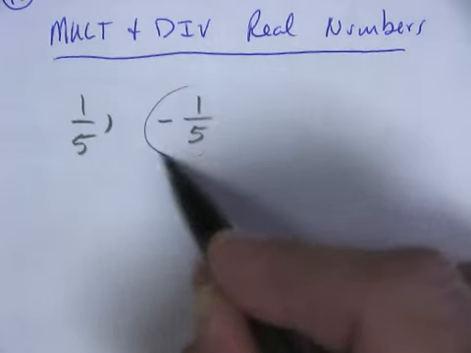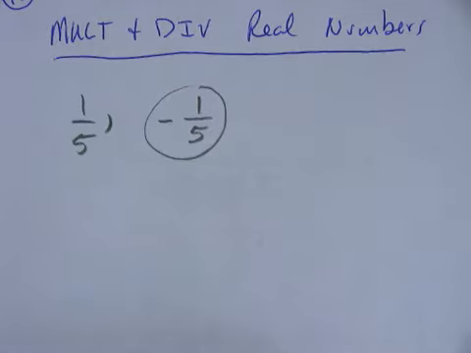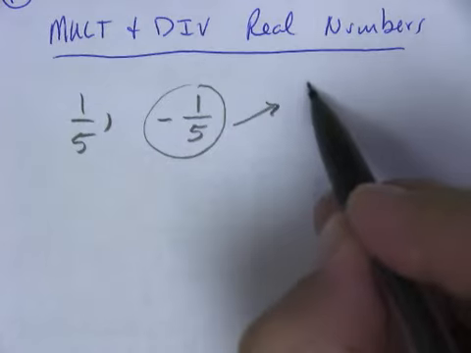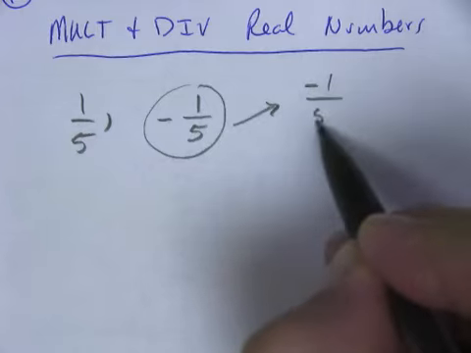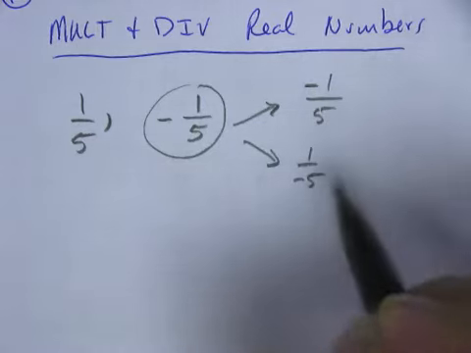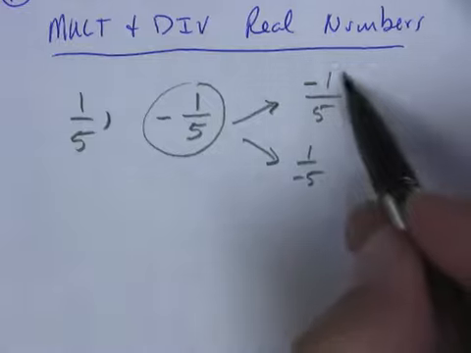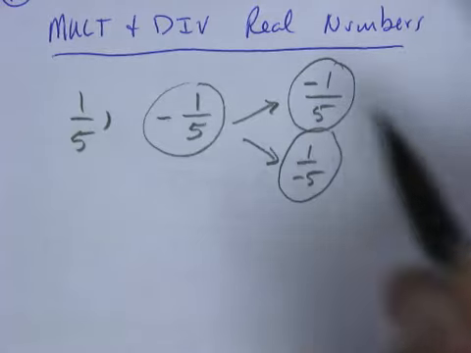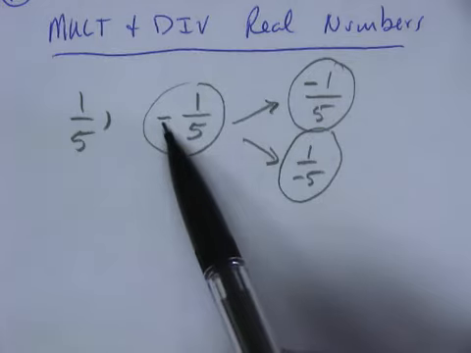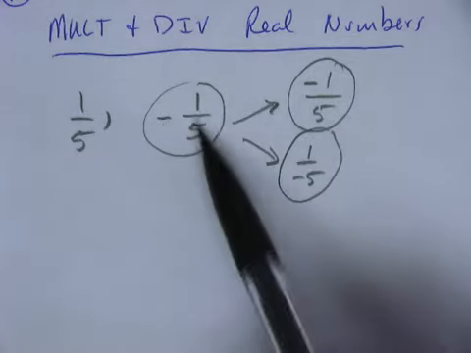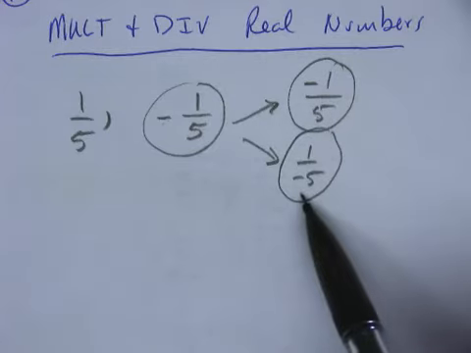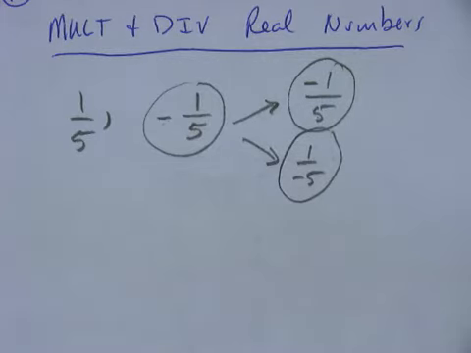This number, negative 1/5, means this. It means either the 1 is negative or the 5 is negative, but not both. So there are 3 fractions that mean the same thing. The negative out in front, negative 1/5, is the same thing as negative 1 over 5 or 1 over negative 5. Those 3 mean the same thing.